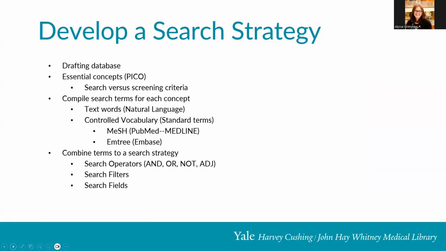First, you pick a drafting database. My drafting database is always Ovid Embase. And why is this? First, I think that the Ovid platform has a lot of extra functionality that allows you to be more specific when you're searching than, say, PubMed or some of the other databases, which just do not have the same capabilities, or the capabilities aren't done as well.